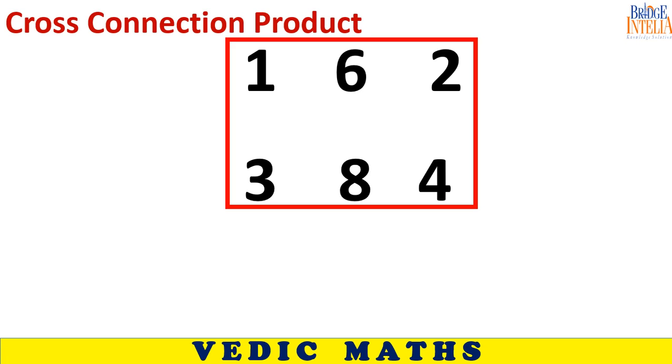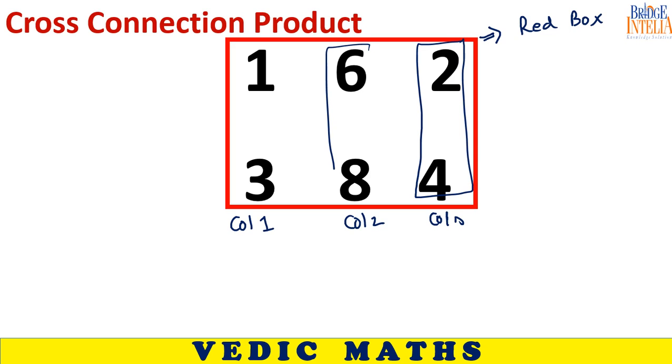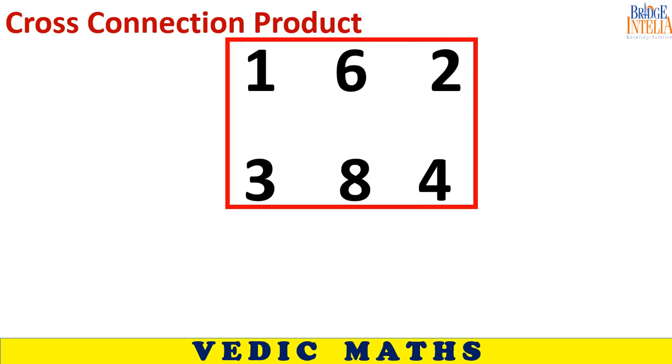What if there are six numbers inside the red box? You see there are actually three columns: column number 1, column number 2 and column number 3. So this time there are three columns of numbers. Then how will you find the cross connection product? We have to find it, so how will you do that?